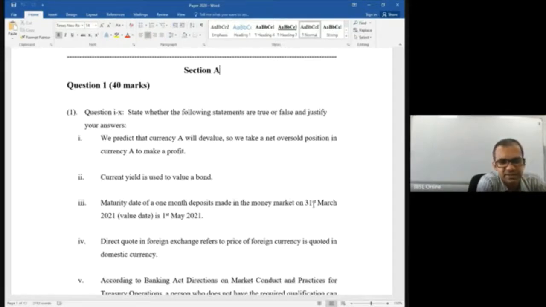And the other thing is, try to use the memory facility available in the calculator. Don't do one set of calculation and note down the answer and then do it again. If you can use the memory, you can save some time.